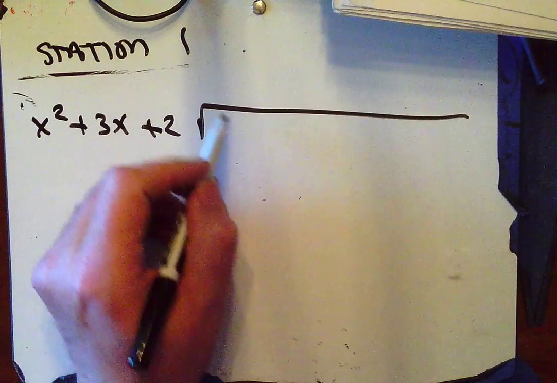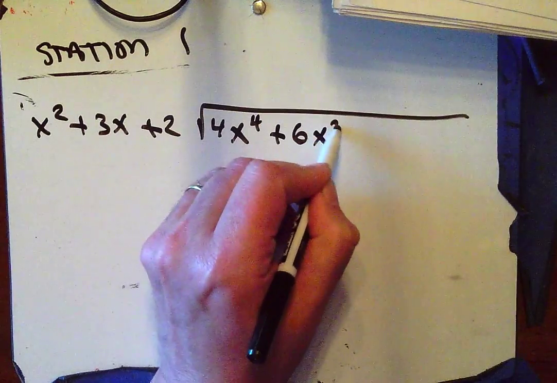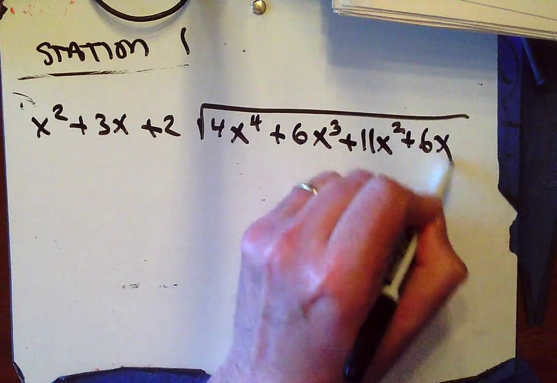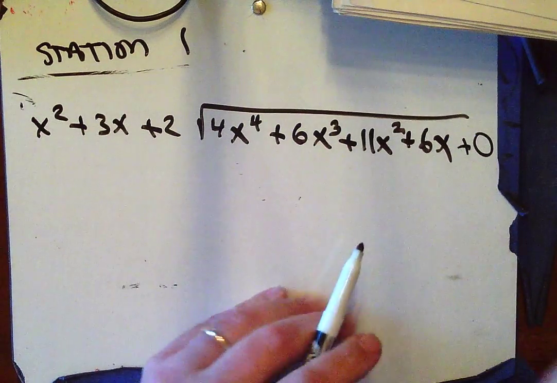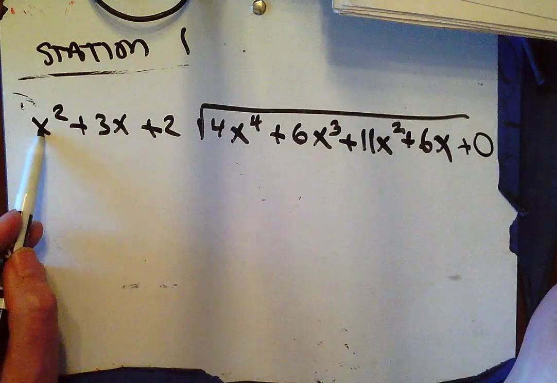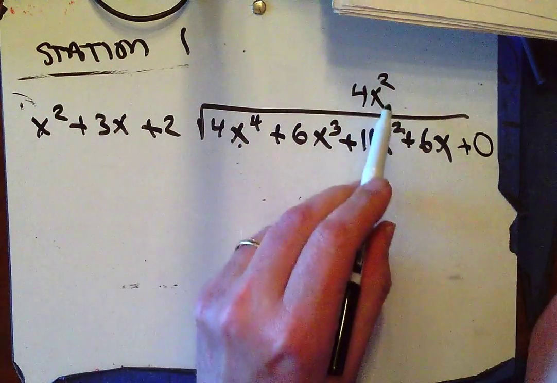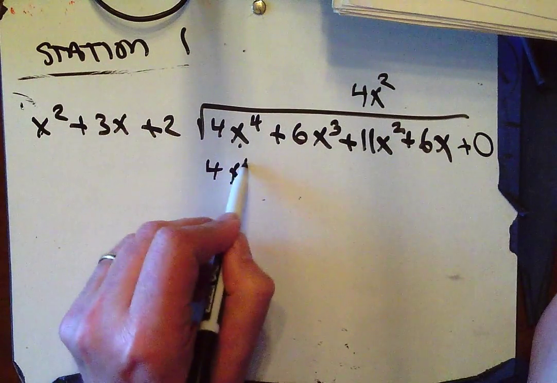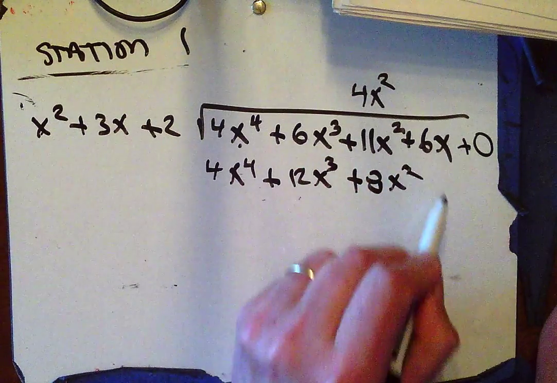Remember, with all these division problems, look out for a 0 placeholder. No one's going to tell you you need one there. You're just going to have to say, oh look, plus 0. So what do I multiply this by to turn it into this? A 4x squared. And then I'll distribute that 4x squared to each of these things. 4x to the fourth plus 12x to the third plus 8x squared.